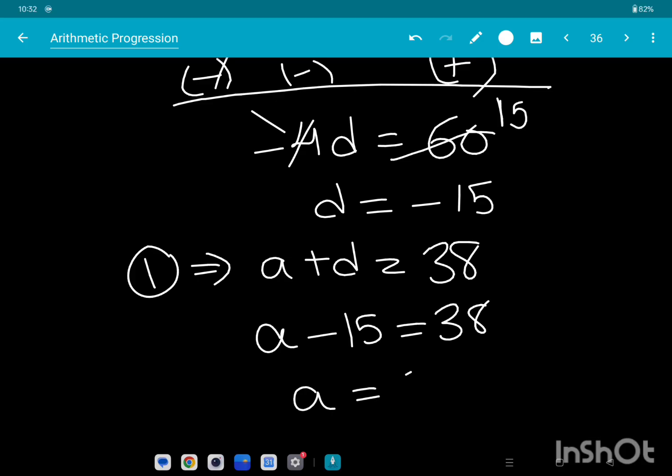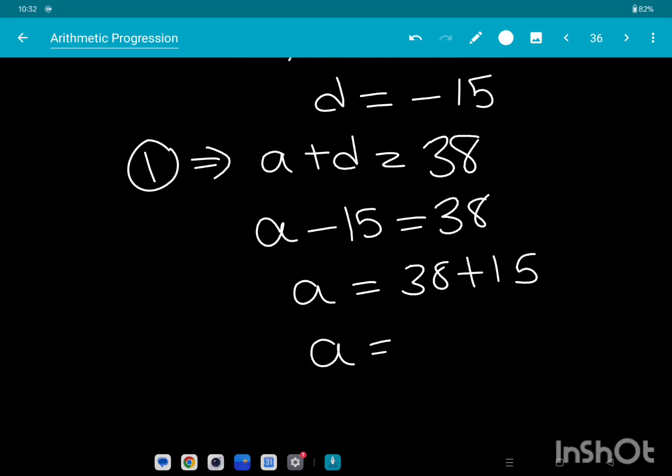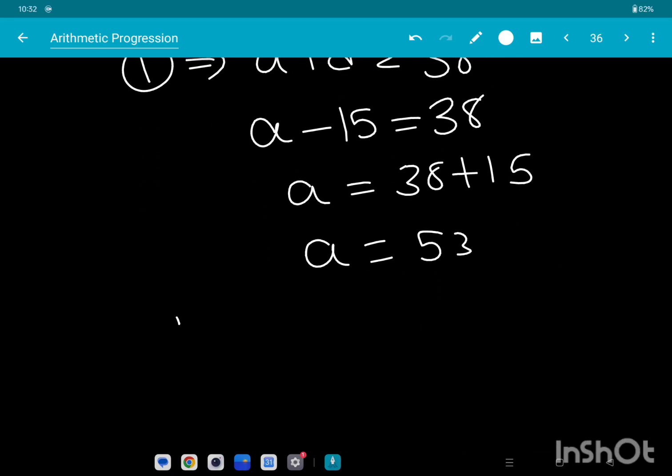What is the A value? 38 plus 15, so A is equal to 53. So the A value is 53 and the D value is minus 15.